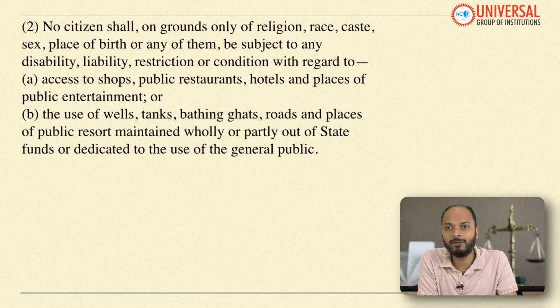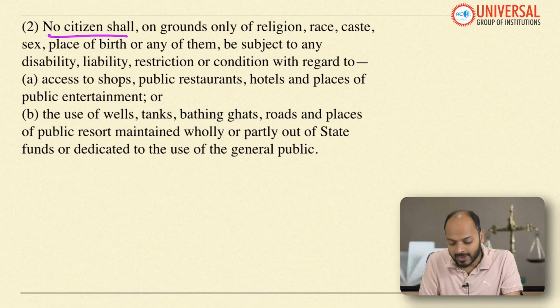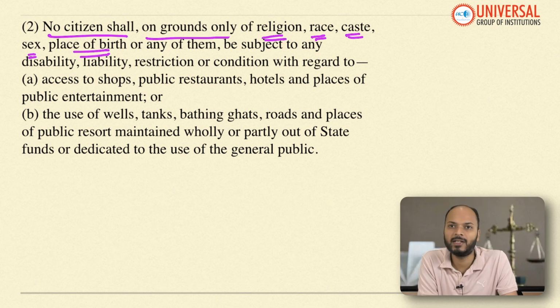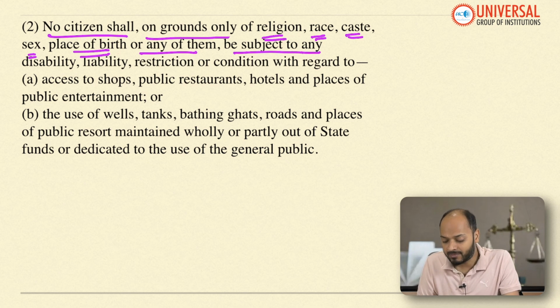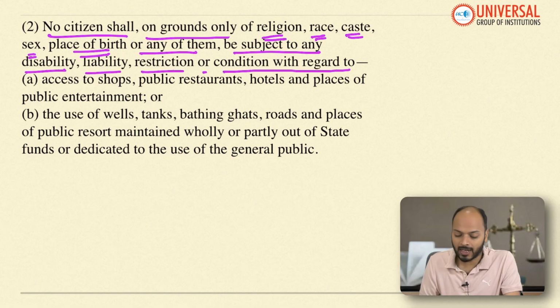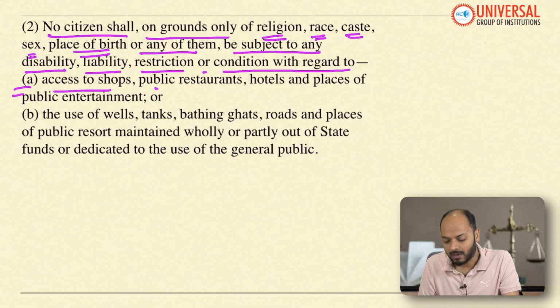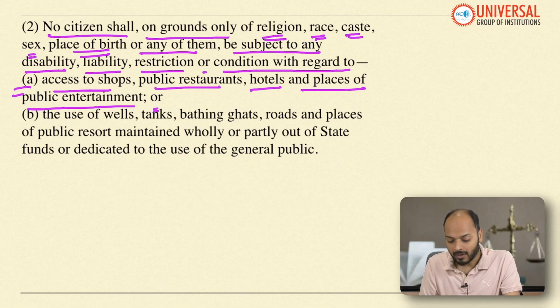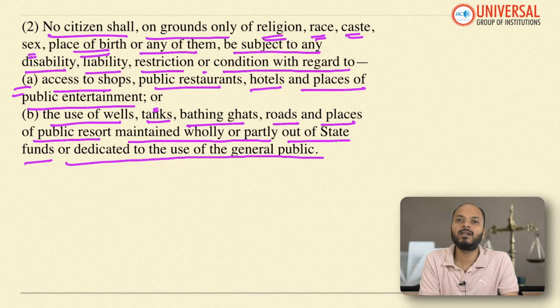Moving forward, Article 15 sub-clause 2. It says, no citizen shall, on the grounds only of religion, race, caste, sex, place of birth, same as given in Article 15 sub-clause 1, or any of them, be subject to any disability, liability, restriction, or condition with regard to: a. access to shops, public restaurants, hotels, and places of public entertainment, or the use of wells, tanks, bathing ghats, roads, and places of public resort maintained wholly or partly out of state funds or dedicated to the use of the general public.